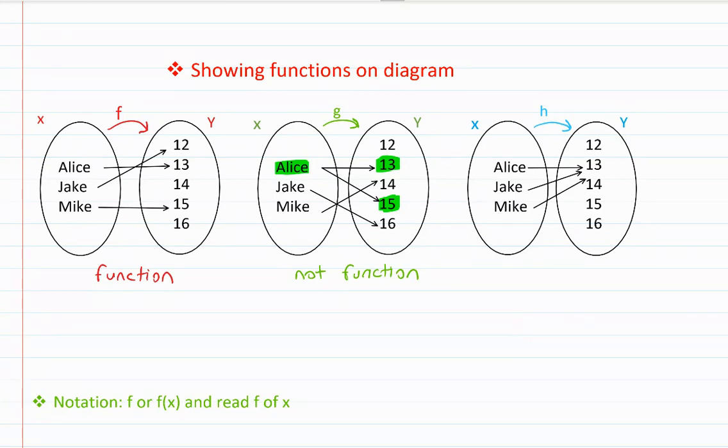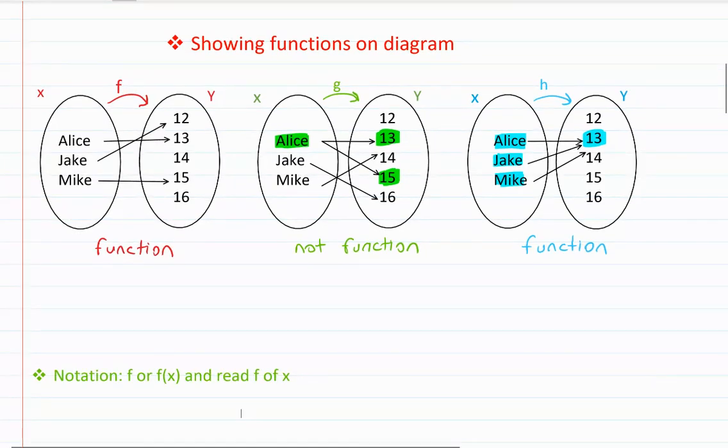And the third example, the age example, all of them go to the same value, 13. This is a function. It can happen. Everybody can go to the same y value. There's no problem with that.